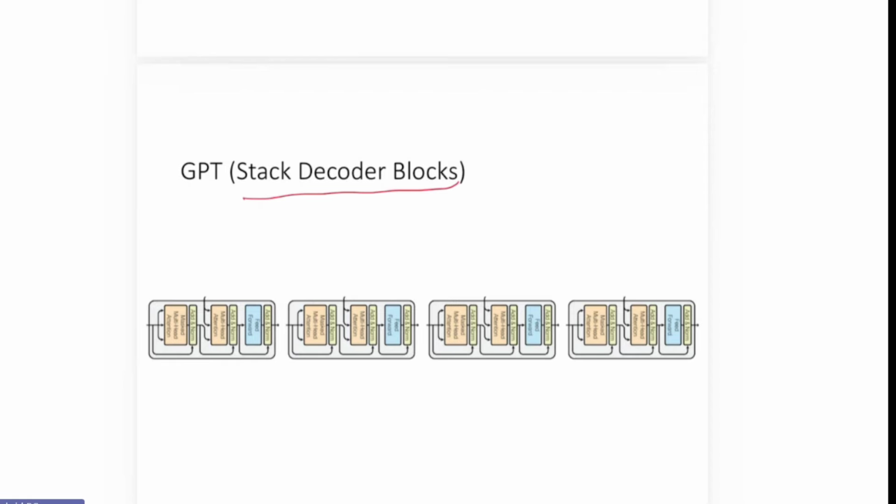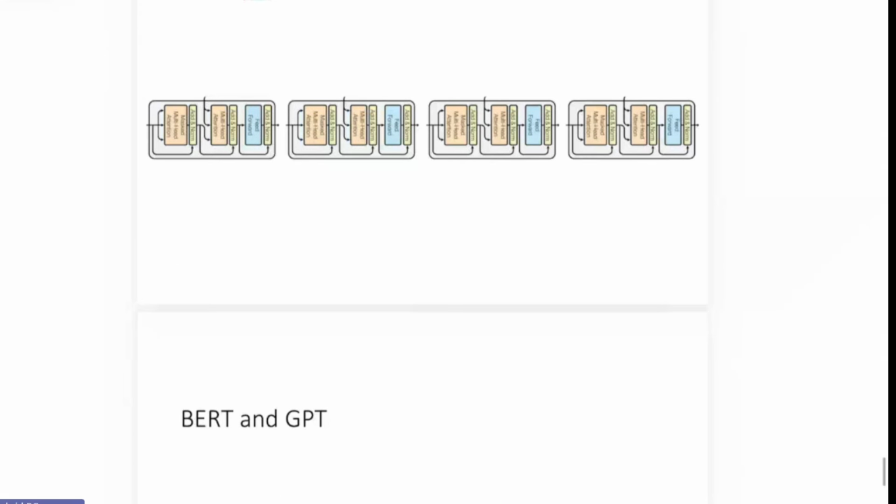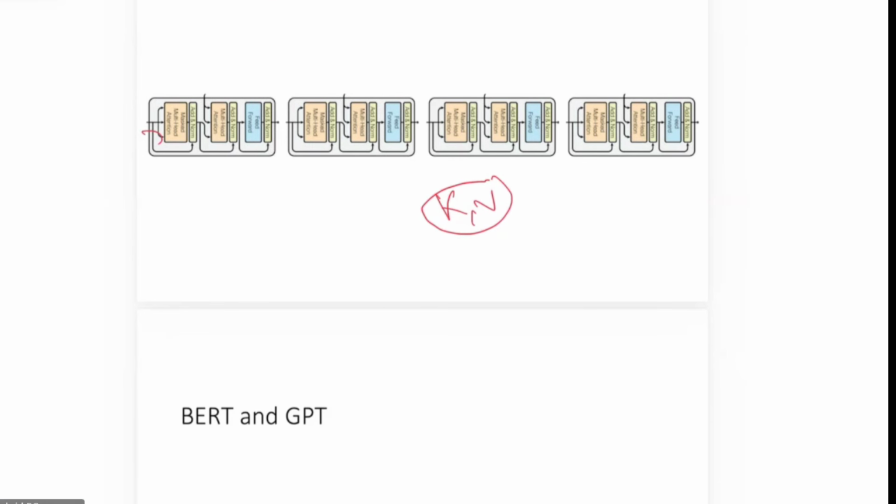So in GPT, it's like stacked decoder blocks. They have used the decoder block. And when I'm saying decoder block, your key and value will be coming from somewhere else, and the query will be coming from here. And then again, it will use the attention. Whatever ChatGPT you have seen, those are based on GPT only.